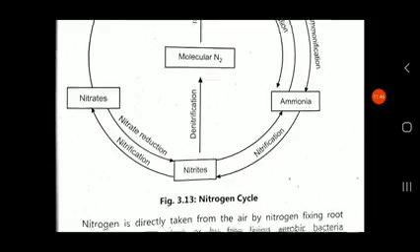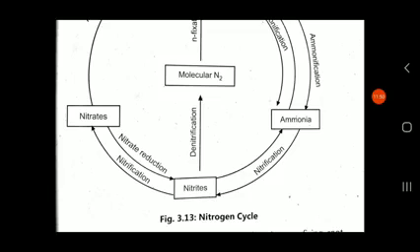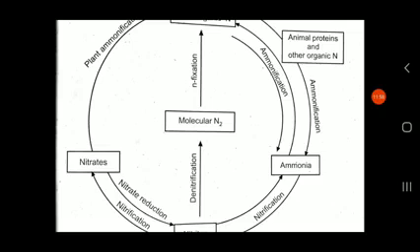We can see here this ammonia is directly converted into nitrogen through the denitrification process, that is, nitrite converted into molecular nitrogen. Likewise, when organic matter dies or animals die, they release ammonia. This will be fixed in the soils. Then the plant will use this ammonia.